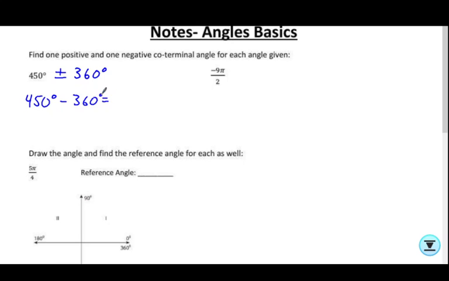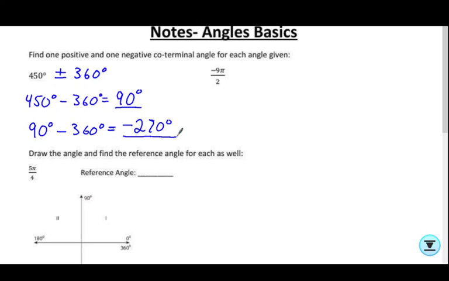When you take 450 degrees, subtract 360 degrees, you get 90 degrees. Well, there's one positive one. Now I'm going to take 90 degrees and subtract 360 degrees again. And when you do that, you get negative 270 degrees. So there's my positive one and there's my negative one.